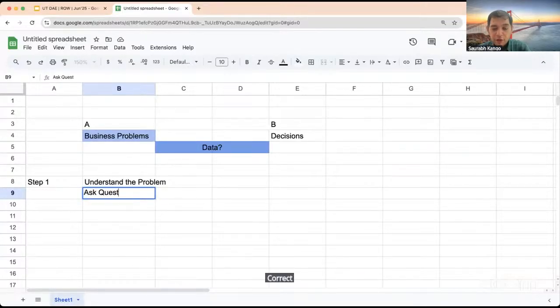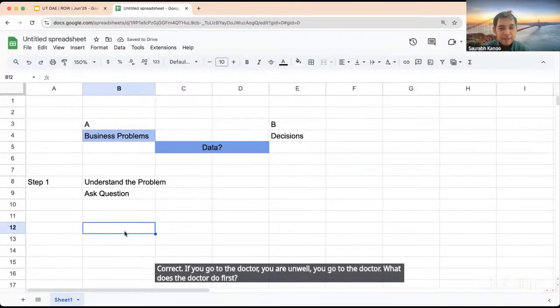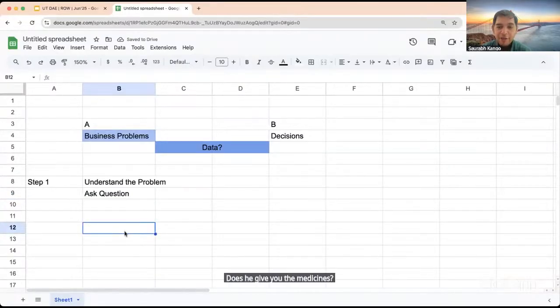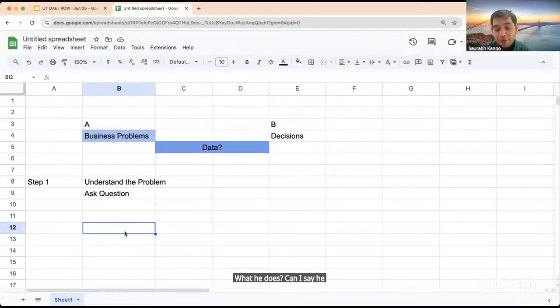Correct? If you go to the doctor, you are unwell, you go to the doctor. What does the doctor do first? Does he give you the medicines directly? Like you went to the doctor and he's like, oh, take these medicines. No. What he does, can I say he understands your problem? And how does he understand your problem? By asking you questions. Yes.